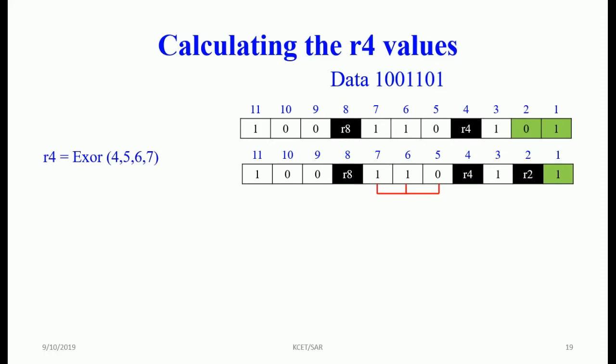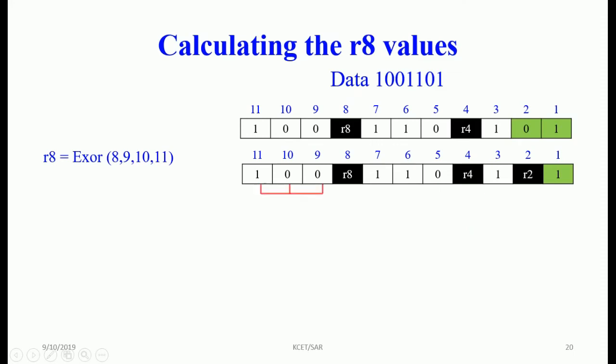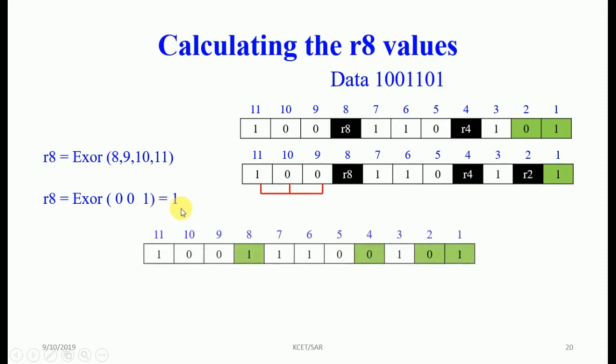Then we are going to find the R4 value. R4 is the XOR of 4, 5, 6, 7. Here 5, 6, 7 is the grouping for the XOR operation. The number of 1s becomes 2, which is an even number. The R4 value becomes 0. This 0 is placed here. Then the R8 value. For R8 we perform the XOR operation of 9, 10, 11. Here the number of 1s becomes 1. That's why the R8 value becomes 1. It is placed here. This is the code word.